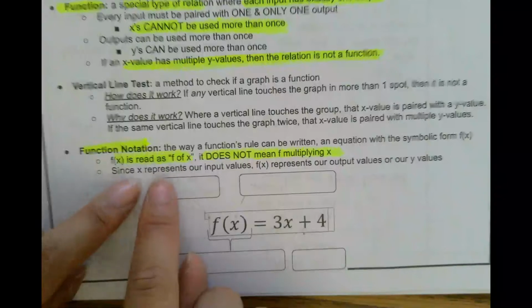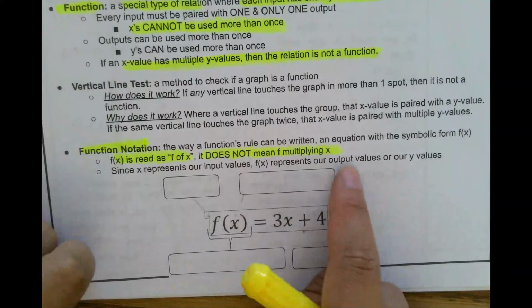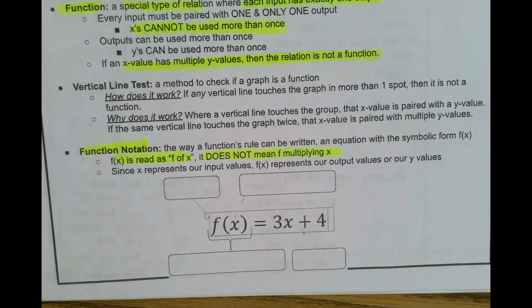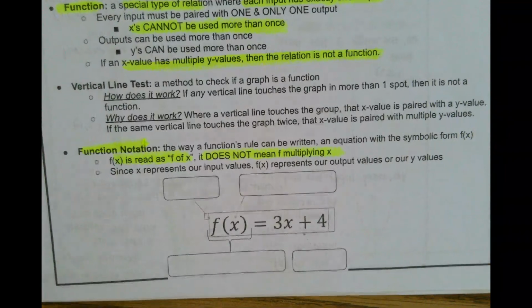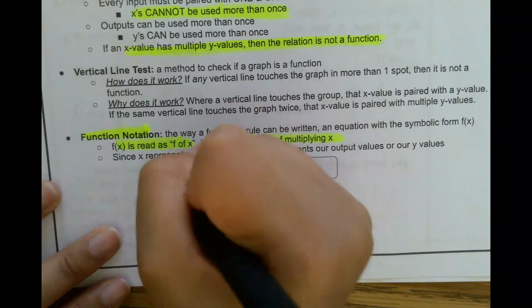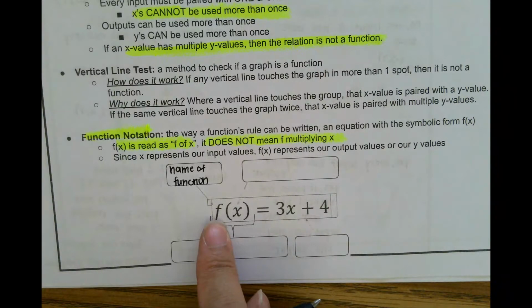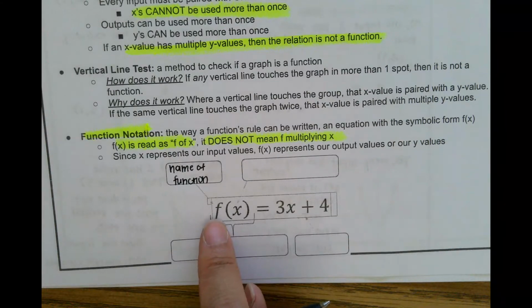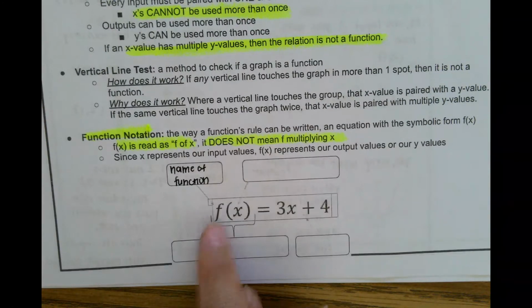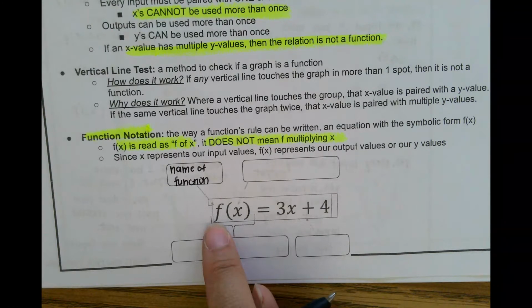Since x represents our input values, our domain, f of x represents our output values, our y values, or our range. So let's fill this out here. f of x here is the name of the function. Technically, the letter we put here doesn't really matter. We just normally use f because of function, and then after that we probably use g and h. But really, you can use whatever letter you want. If your name starts with an R, it could be r of x. We just generally use f of x because of function.